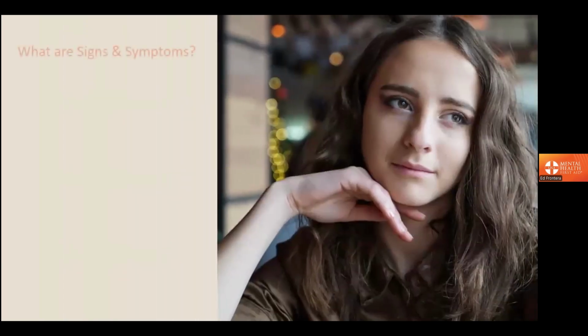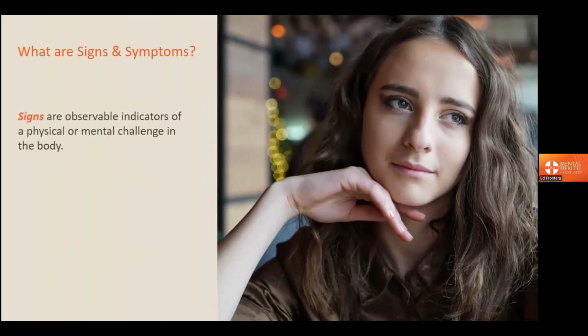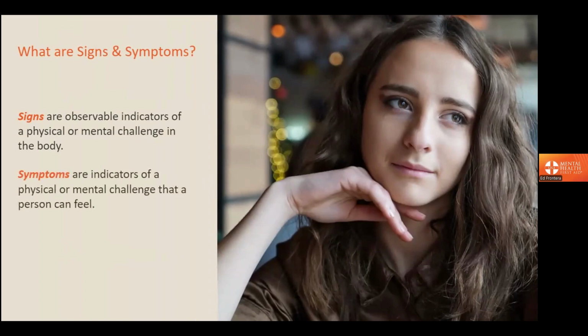What is the difference between signs and symptoms? Signs are observable and measurable. A first aider can notice signs, such as changes in behavior or appearance, without a youth necessarily saying that something is going on. Symptoms are not observable. They are internal feelings that a youth may describe. Symptoms are indicators of a physical or mental challenge that a person can feel.